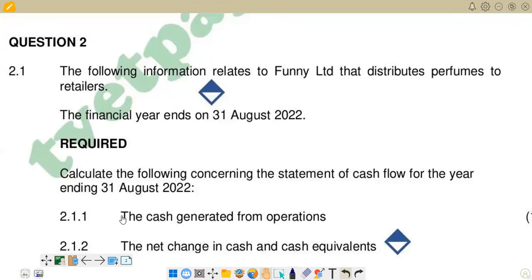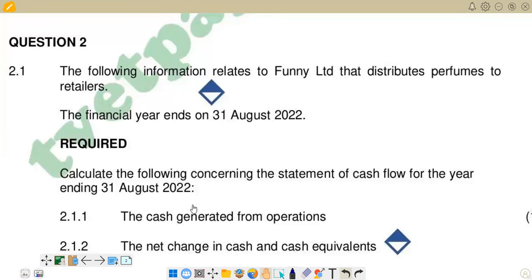Then the first part of the question, they're asking the cash generated from operations. So we need to calculate the cash generated from operations. And the second part is the net change in cash and cash equivalents, right? So we can maybe concentrate on the first one there, the cash generated from operations.